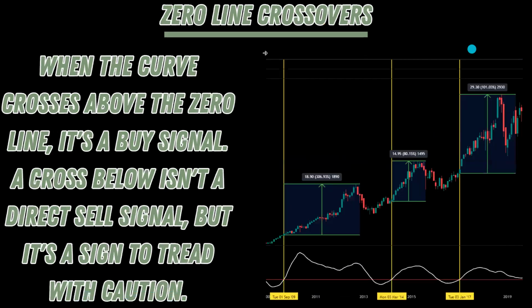All right, now zero line crossovers. In my opinion, that's the main thing that you really want to pay attention to. So when the curve crosses above the zero line, it's a buy signal. A cross below isn't a direct sell signal, but it's a sign to tread with caution.